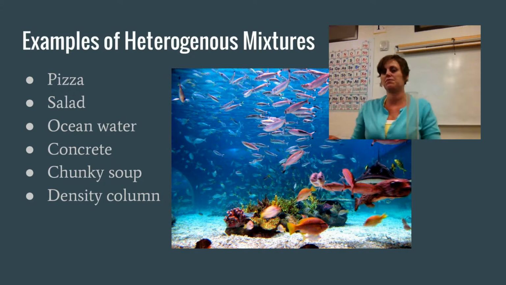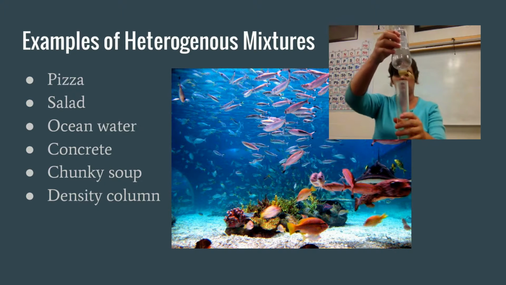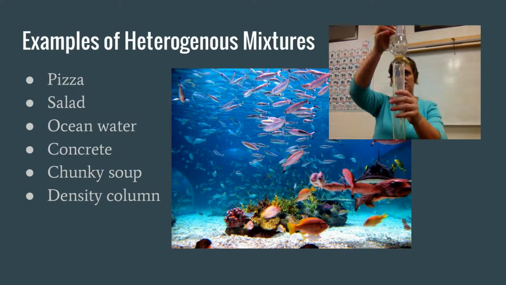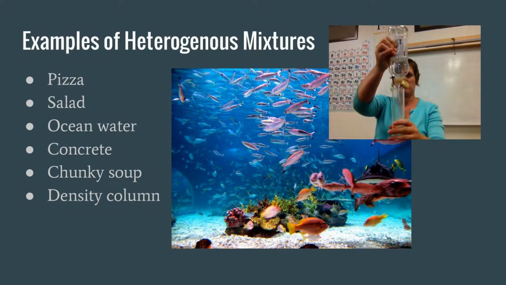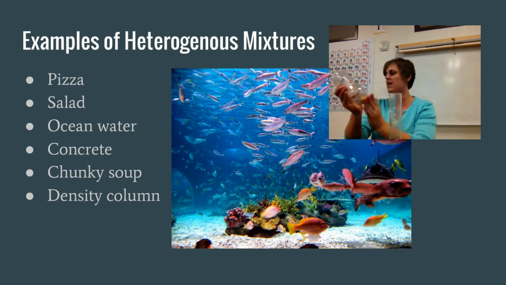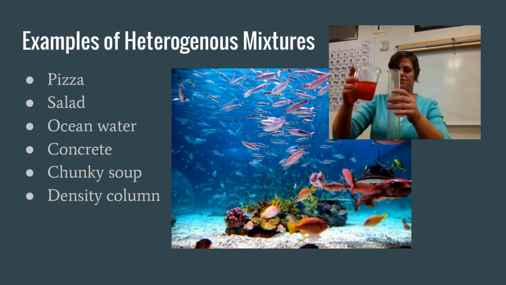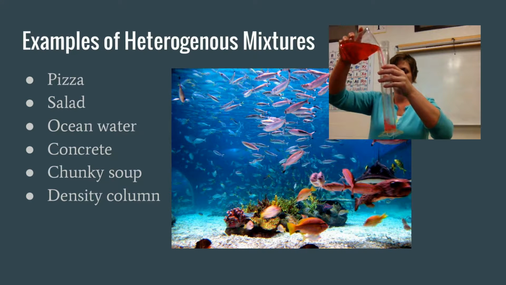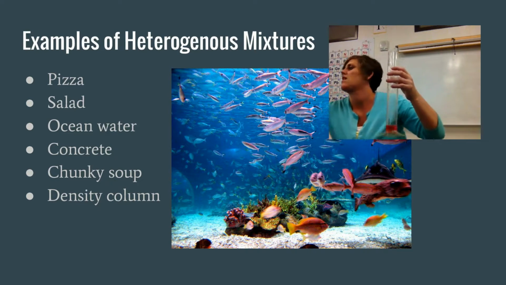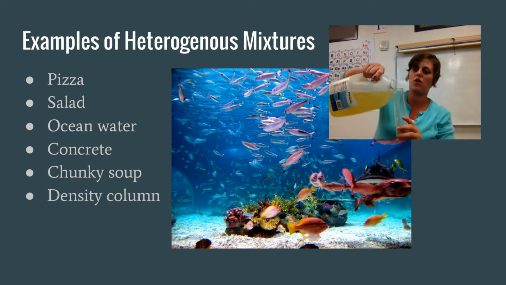A density column. Here, I can add some corn syrup. If I can get it open. And I can add that and squeeze some in there. All right, and then I can add some just colored water that I have over here. And I can add some giant size oil here.